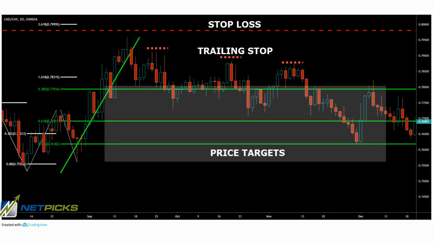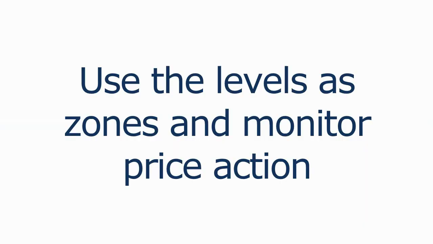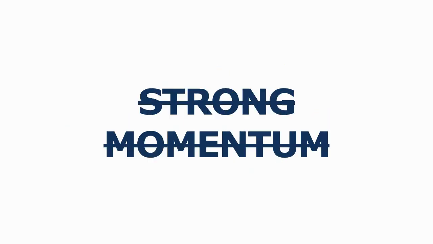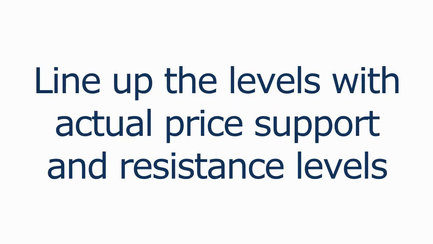Now profit targets, they can be fib retracements of the entire C to D leg. You can also trail your stop above each high for a short each time a new low is made. When you're considering profits, use the levels as zones and monitor the price action in those areas. What we don't want to see is strong momentum against our positions. And remember that fib levels hold no magic in the markets. So learn to line up the levels with actual support and resistance levels that may affect the direction of price.